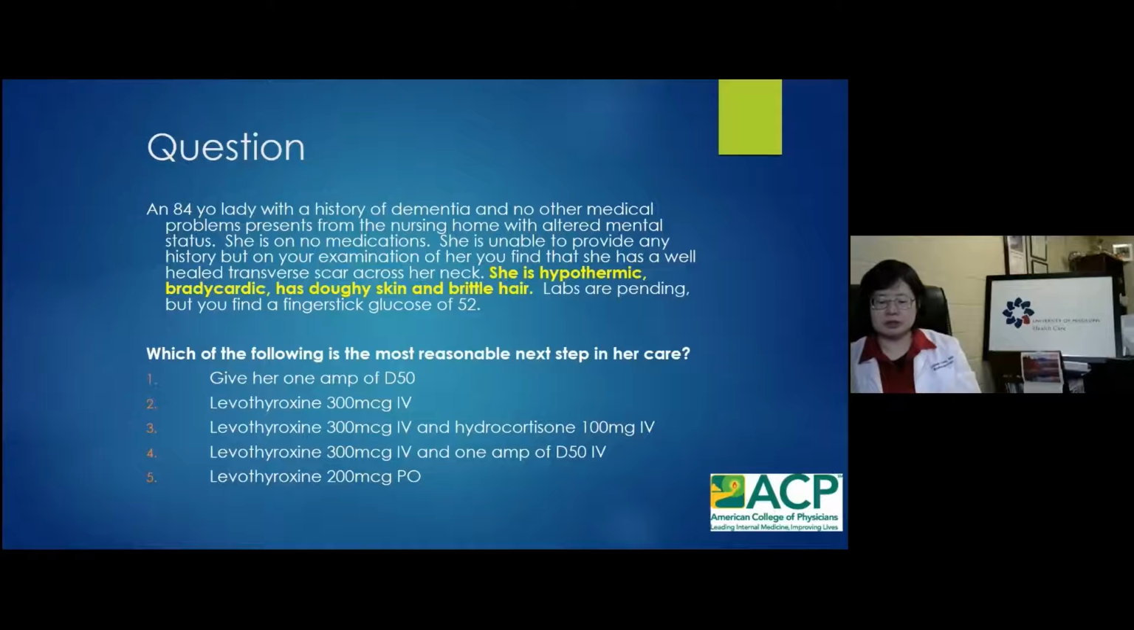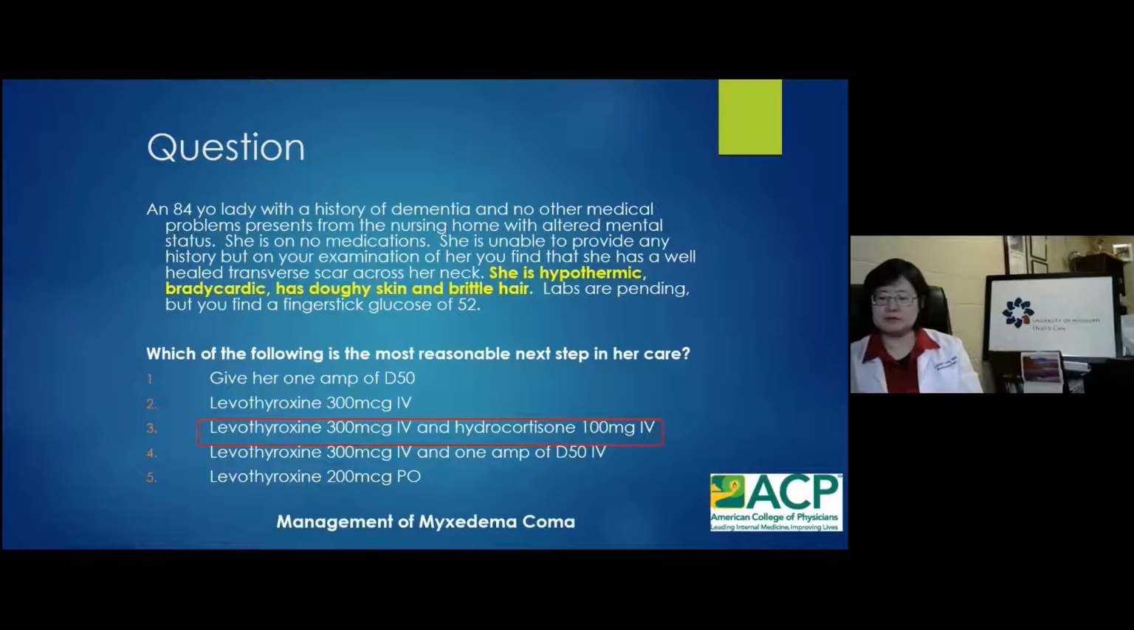And of the multiple answers given, the option that the authors are going for is to treat the thyroid hormone insufficiency and concomitant comorbidities, in particular adrenal insufficiency. So the correct answer to this board review option is to give levothyroxine at the high dose of 300 micrograms IV and stress dose steroids.